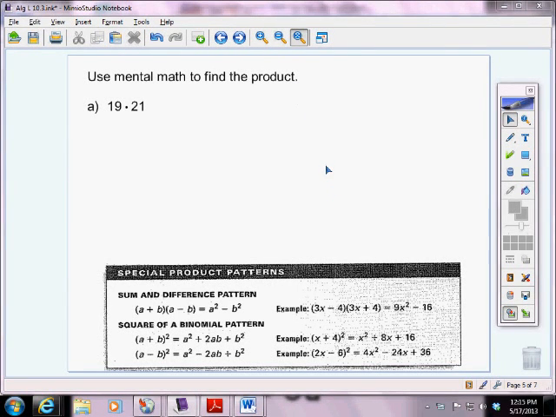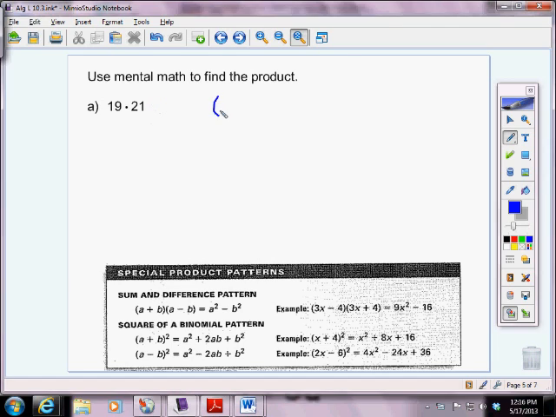Our special product patterns can also help us solve regular multiplication problems using mental math. Now, I'm going to actually write down the steps here, but this is something you could think of in your head. Just see how this works. It says use mental math to find the product. 19 times 21. Probably not something we can do in our head, but looking at both of these numbers, I realize that both of them are very close to 20.